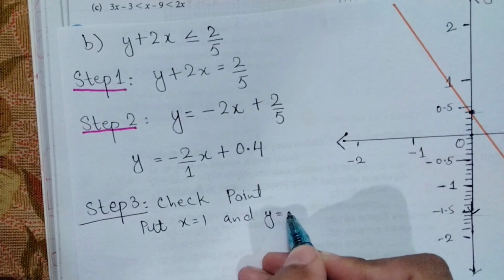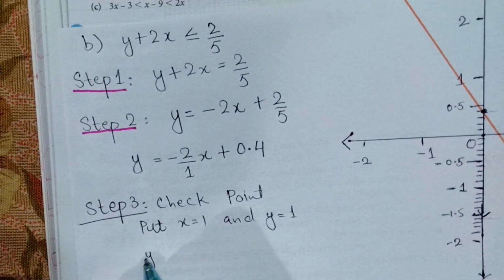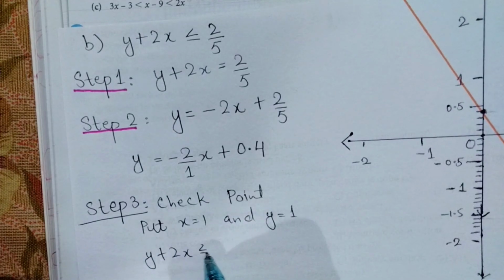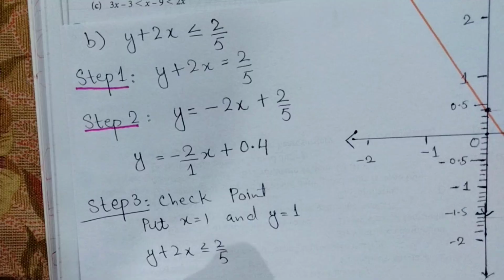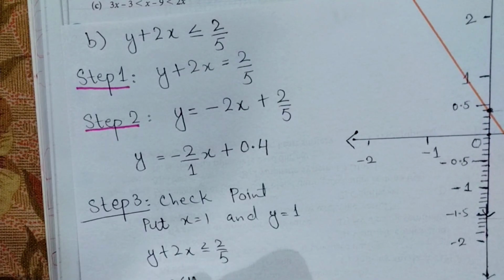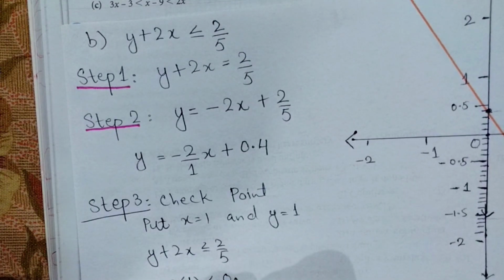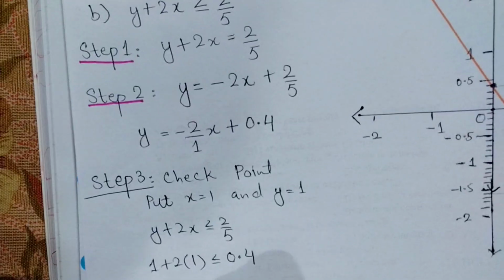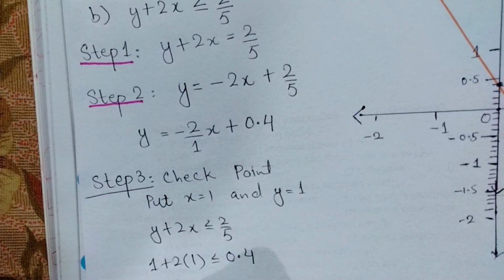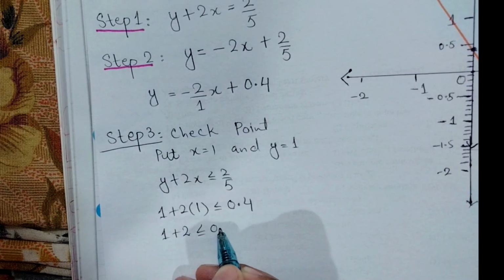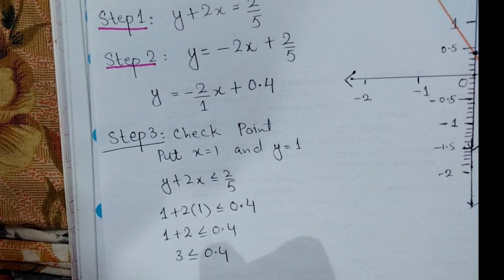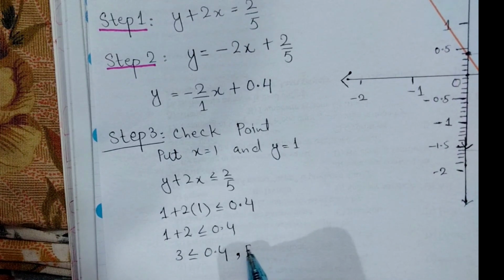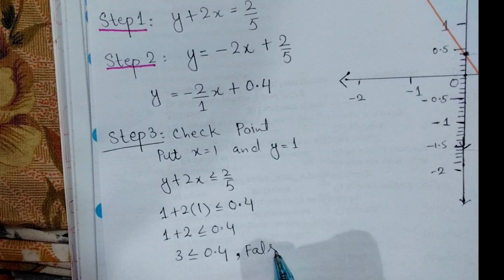So what is the inequality that is given to me in the question? y plus 2x is less than or equal to 2 by 5. Put the values. y is 1 and plus 2 into x, which is also 1, is less than or equal to 2 divided by 5. The answer will be 0.4. So 1 plus 2 times 1 is 2, giving 3, is less than or equal to 0.4. Is it true? No, it's false, because 3 is not less than 0.4, it is greater.